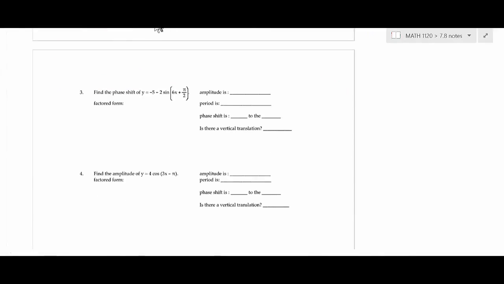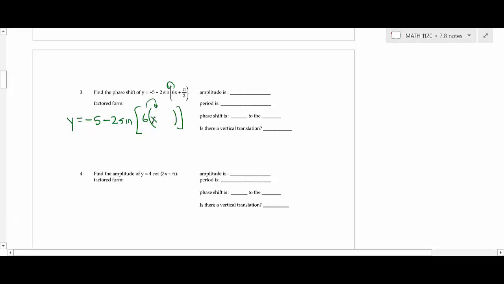All right, so let's look at one more issue where we do factored form. So I'm going to have you factor a 6 out of that. So we have y equals negative 5 minus 2 sine, take the 6 out, and then fill in the gap right there. Okay, so obviously 6 times x is going to be 6x. To get the other number, what you want to do is you want to do just pi over 2 divided by the 6 that you took out. Okay, the way you do that is you do pi over 2 times 1/6 because you do a reciprocal.